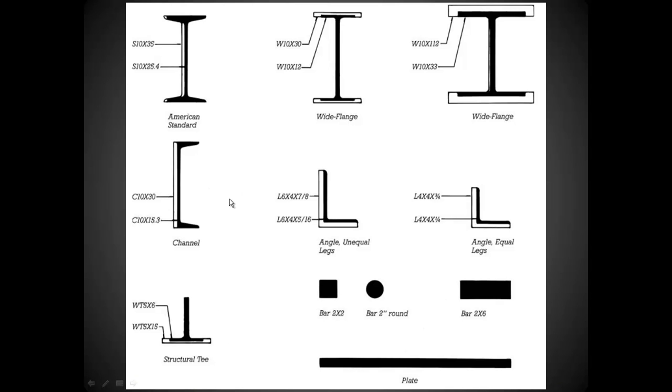The designation numbers on the channel, the wide flange beams, and the T's indicate the following: the first designation number indicates the height of the steel from top to bottom. The second designation is the weight of that steel in pounds per linear foot. So a W10 by 12 would be 10 inches tall, 12 pounds per linear foot. This one is 10 inches tall and 30 pounds per linear foot.